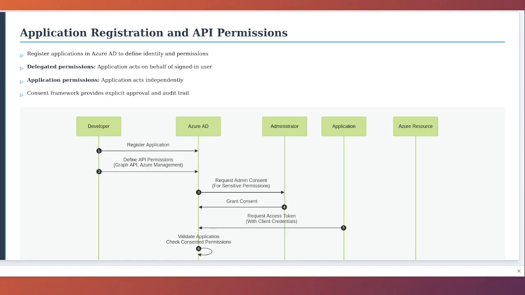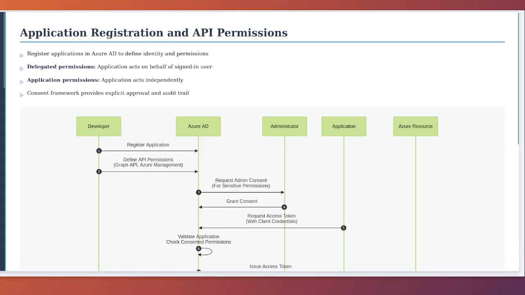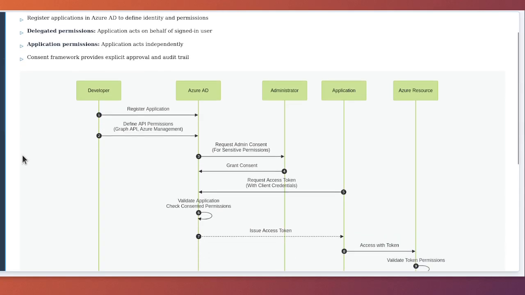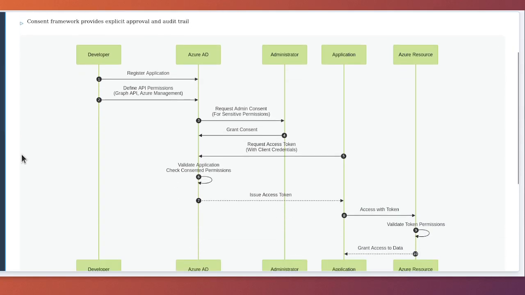Delegated permissions are used when the application acts on behalf of a signed-in user. The effective permissions are the intersection of what the application is allowed to do and what the signed-in user is allowed to do. For example, if an application has delegated permission to read files, but the signed-in user only has access to certain folders, the application can only read files in those folders when acting on behalf of that user.